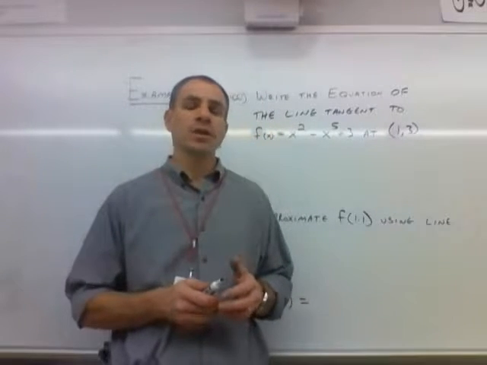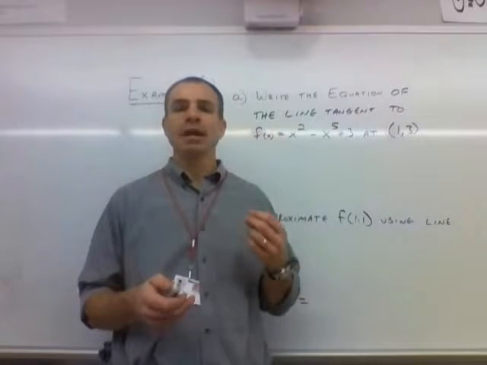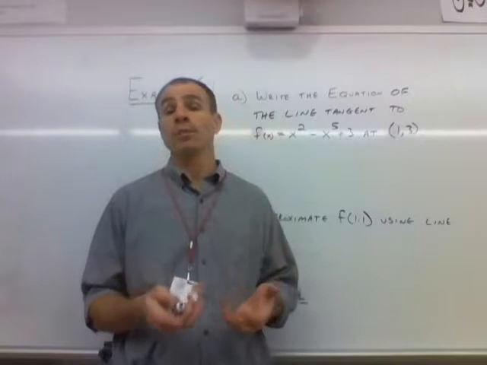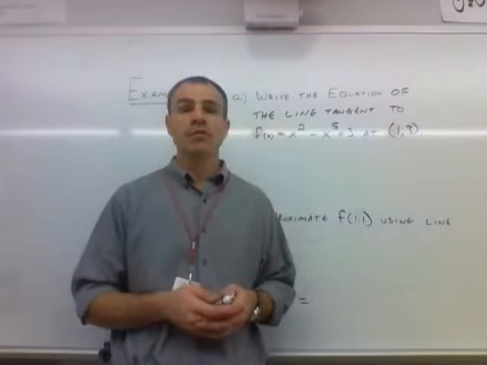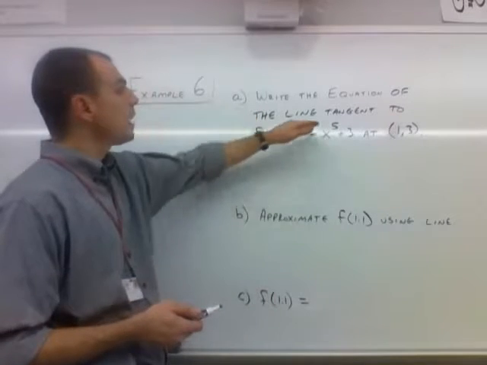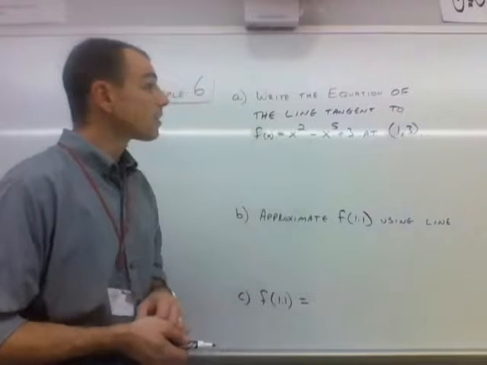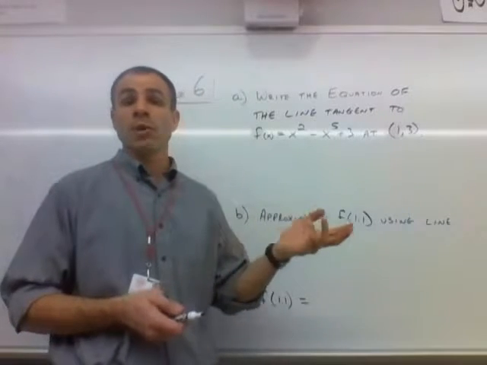We can get some pretty nasty looking functions, but if we can get the equation of the line tangent to that function at a particular point, then we can use that equation of the line and get our answers much quicker, even though they're only approximations. So that's what's going on with example number 6 right here. All right, so we're going to write the equation of the line tangent to f of x equals x squared minus x to the 5th plus 3 at the point when x is 1 and y is 3.